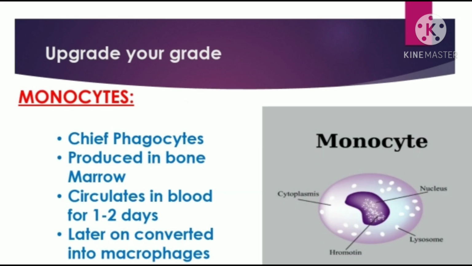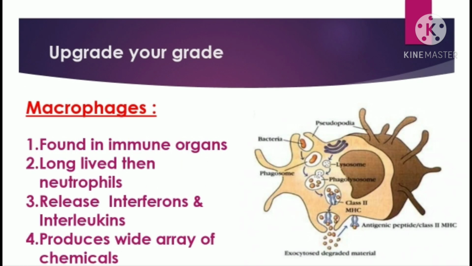Similarly, monocytes, also known as agranulocytes, are produced in bone marrow, but later on will be released in blood circulation. And in blood circulation, these monocytes will circulate for 1 to 2 days, and specific lysosomal enzymes are present in monocytes. But after 1 to 2 days, they will mature into macrophages. Macrophages are present in immune organs, and their size is larger than neutrophils, and they are long-lived macrophages.